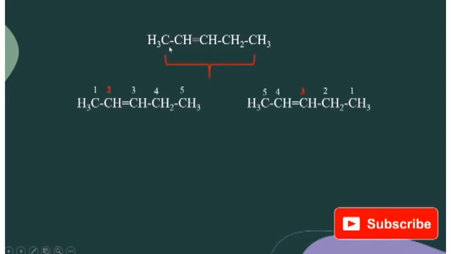Now we'll solve this example. So this is the molecule which contains 5 carbons, right? So there are 5 carbons in the longest chain. Now we will number this molecule. How will we number? I will give first position to this carbon, then second, third, fourth, 5.